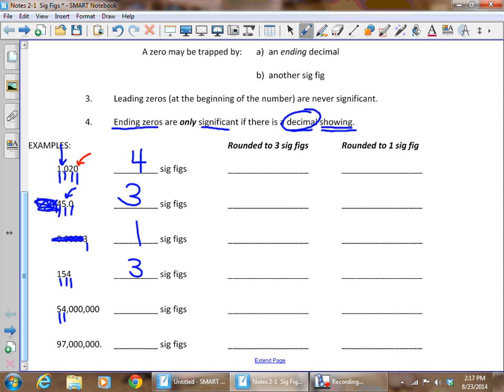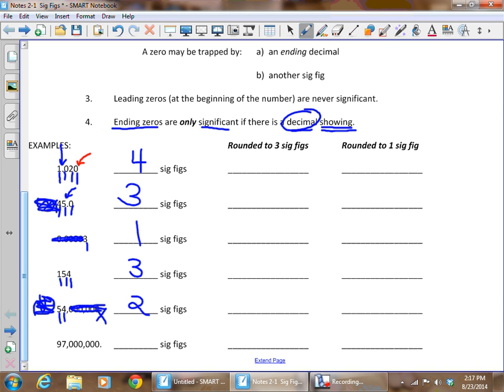Hopefully you marked the 5 and the 4 in this one. Realize there were no beginning ones, so nothing at the beginning, so no leading zeros. There are no trapped zeros, but there are a bunch of ending zeros. Now, are those ending zeros significant? Hopefully you said no, because there is no decimal at the end. And since there is no decimal at the end, none of those zeros are significant. Therefore, this value only has 2 sig figs.